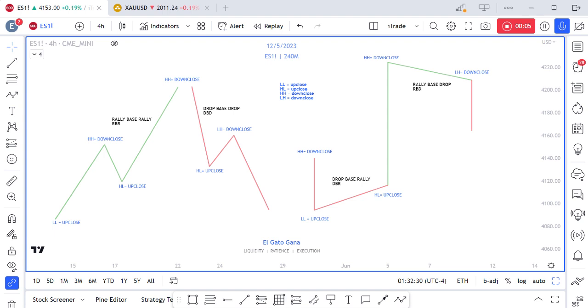All right, so we are looking at the two continuation patterns. To the far left, you have a rally base rally and your drop base drop. And then your reversal patterns on your right side, where we have a drop base rally and a rally base drop.